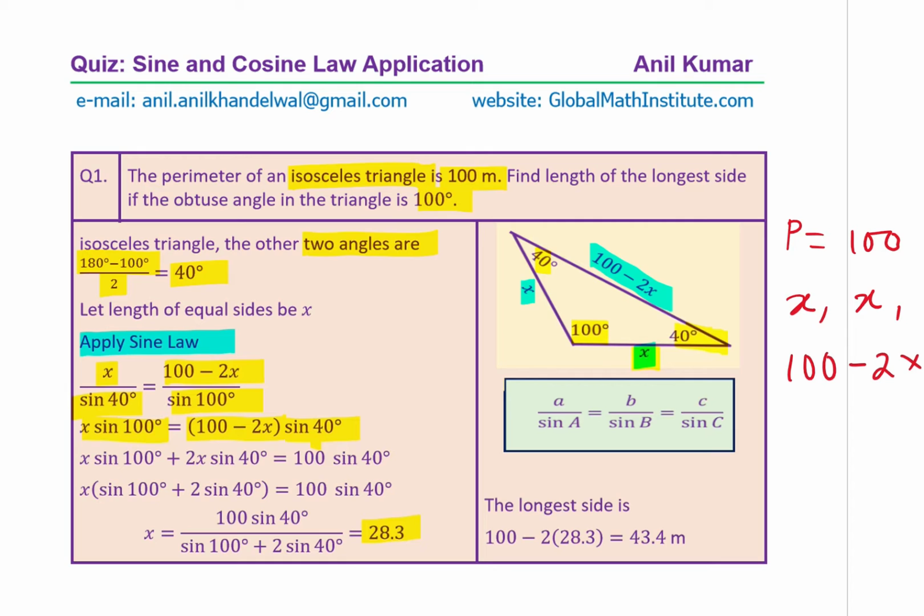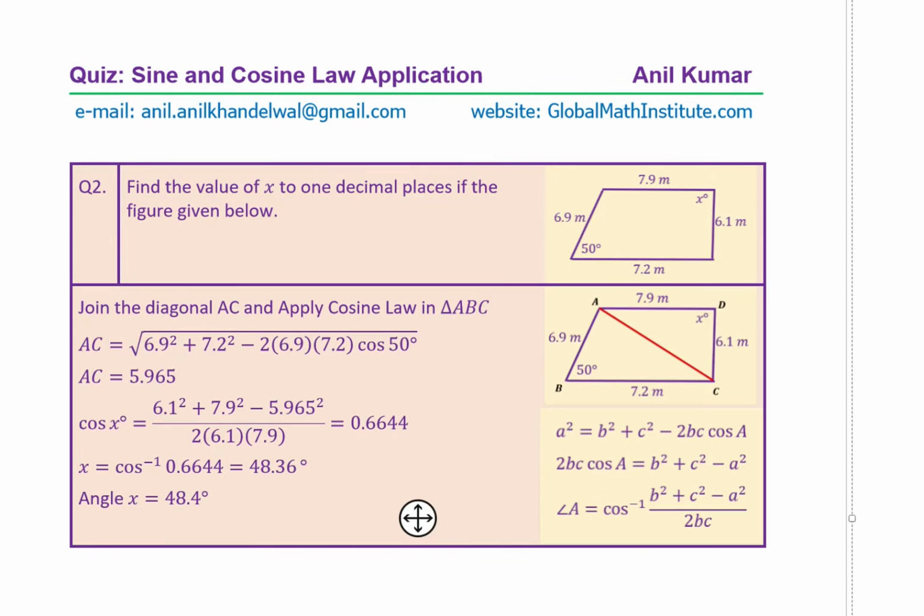Once you get the value of x, you know two sides are 28.3. The longest side will be 100 minus 2 times 28.3, which is 43.4 meters. So we need to find the length of the longest side, right? So that is what it is going to be. So I hope these steps are absolutely clear. Now let's move on and take the next example, which is question number 2.